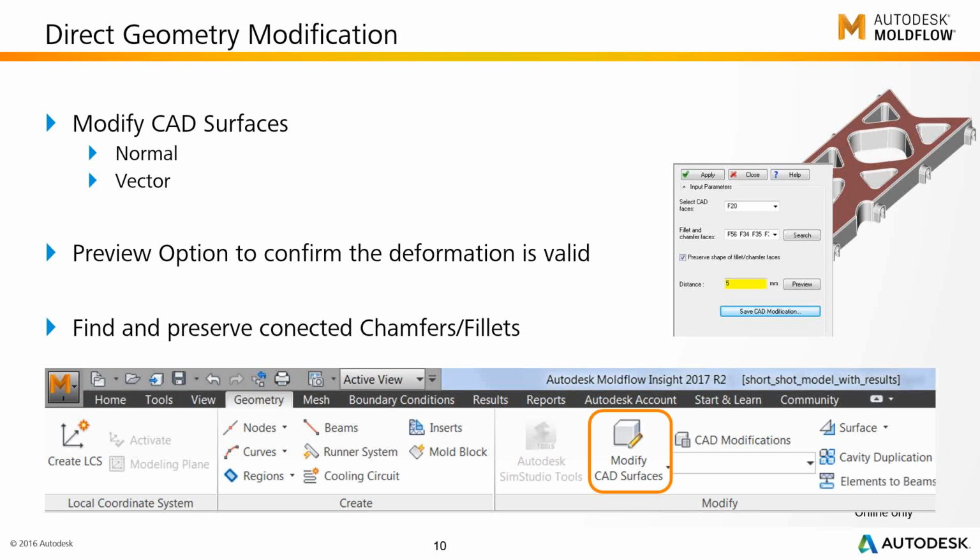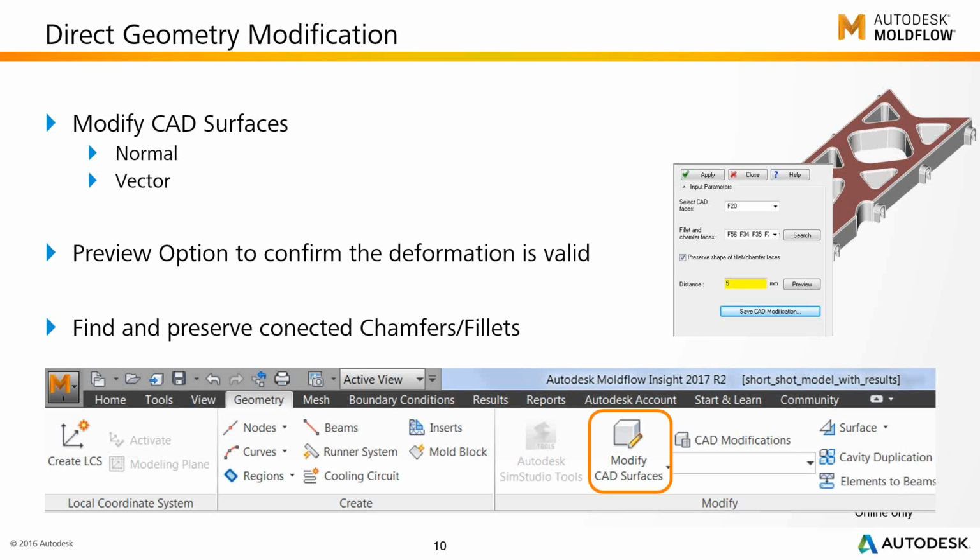We now have the capability to select a face. In this particular case, I've selected a top face of this model over here, and I have new tools available under the geometry menu, Modify CAD Surfaces. I can make changes to that CAD surface using the local normal direction, or basically doing vector operations to move things. You can also specify to automatically detect either fillets or chamfer faces, and determine whether you want to preserve those faces and fillets, or you want to morph those.